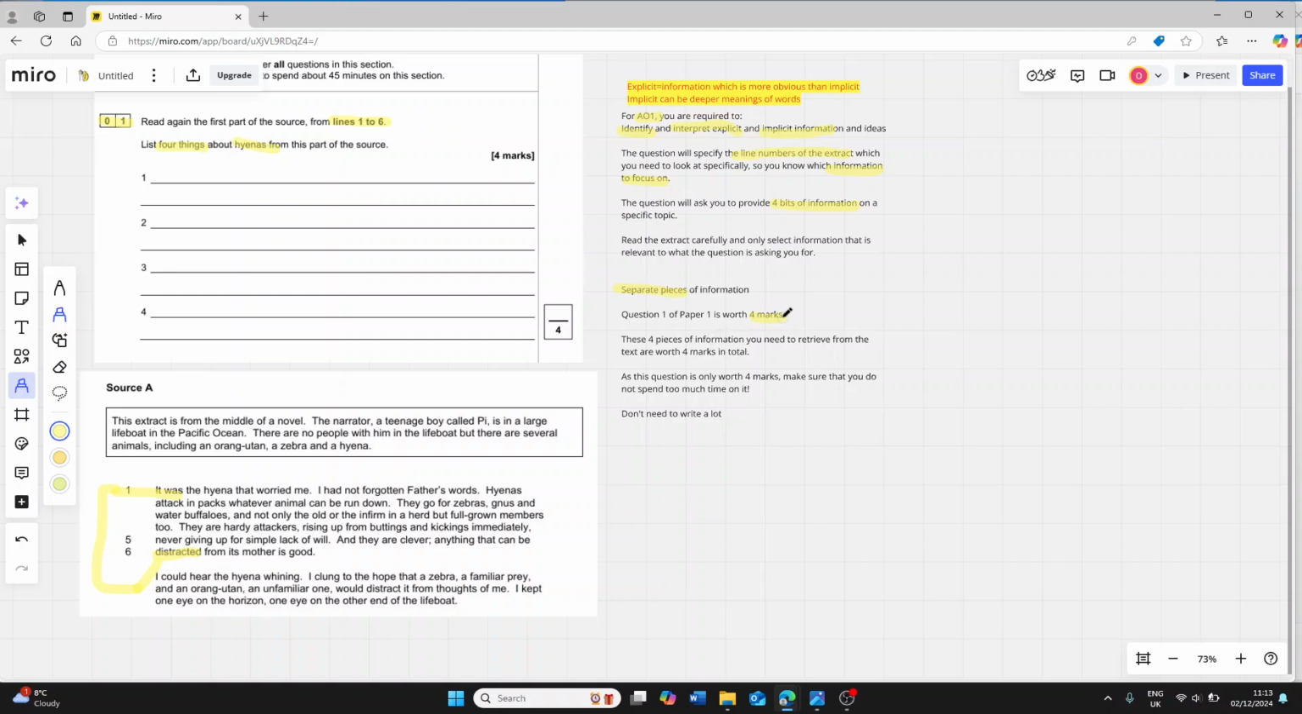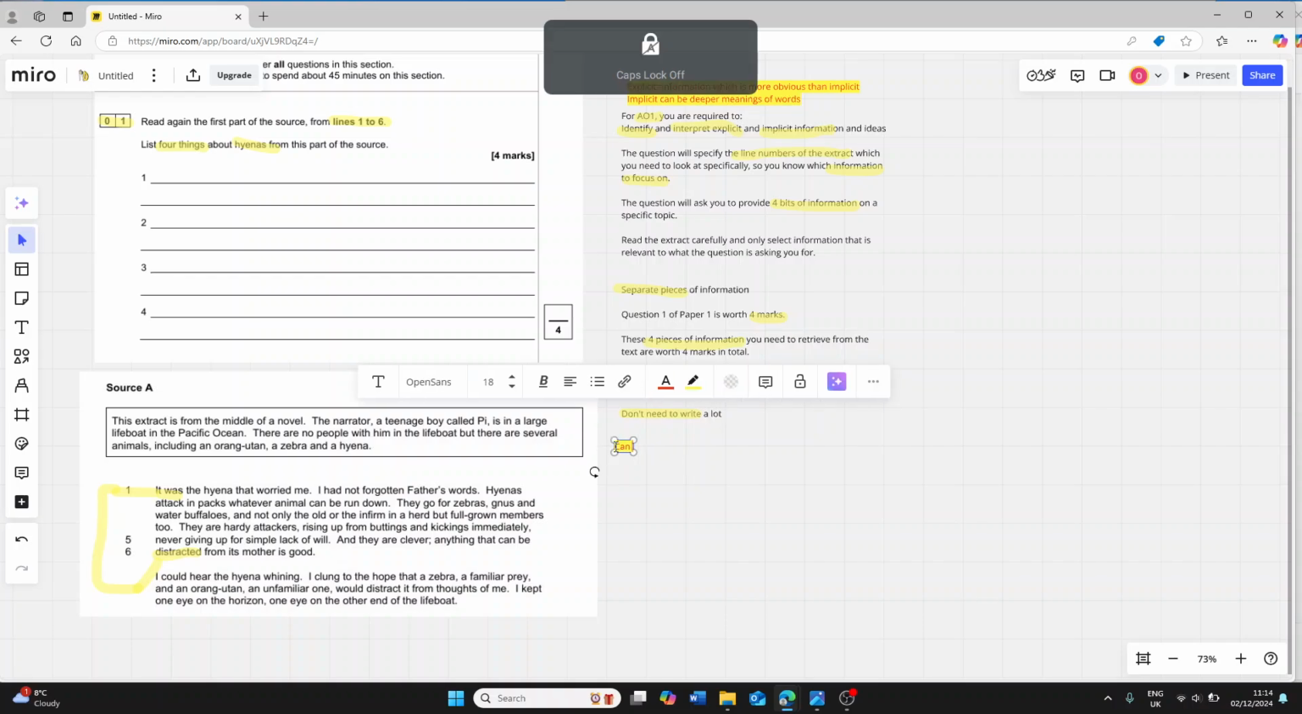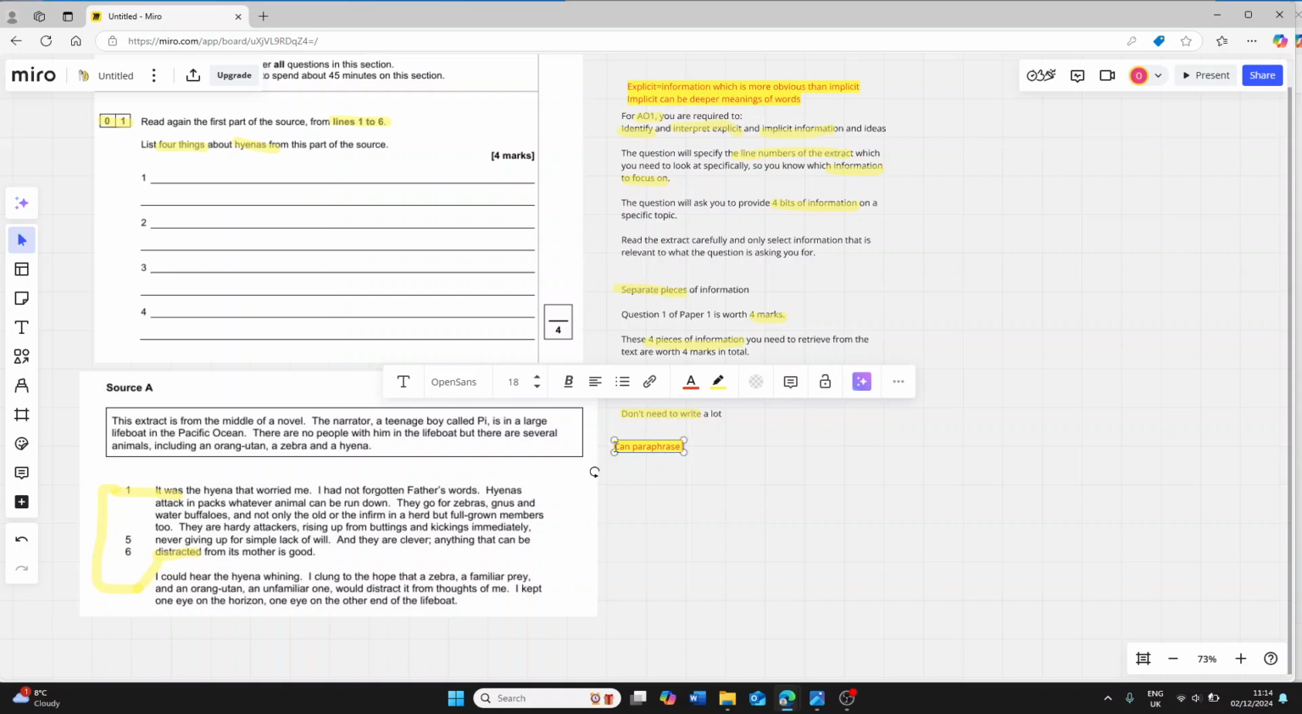It is worth 4 marks. So you only need 4 pieces of information. So make sure you don't spend too much time on it and don't need to write a lot, okay? They've only given you 2 lines, okay? So you don't need to write a lot. Now, you can paraphrase, but it is better to quote directly from the source.